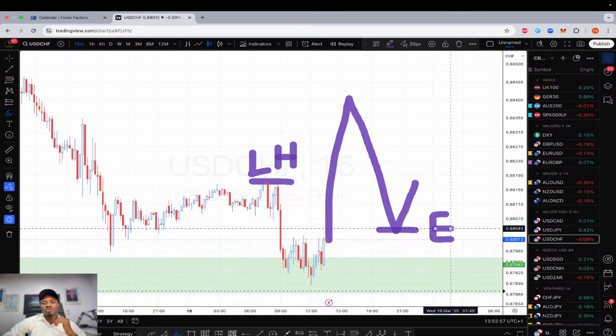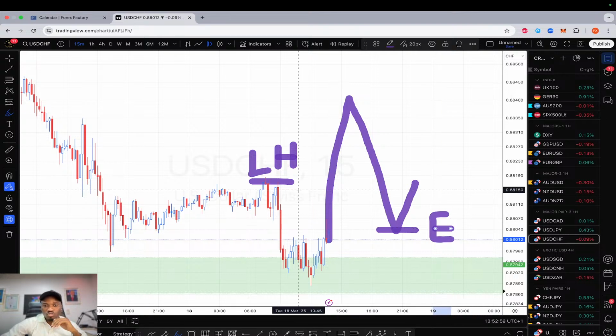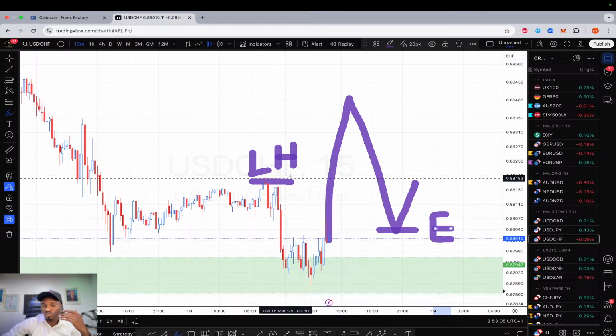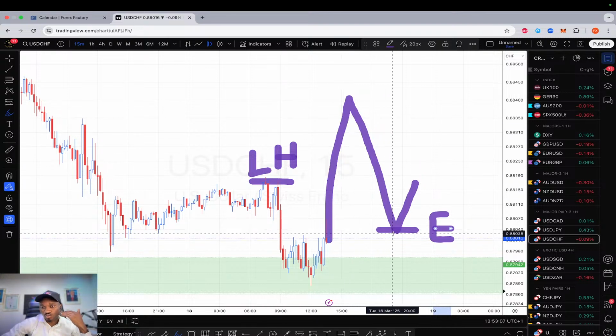So the entry here will be a nice entry zone for us, because we have to see a break of this low high swing to show us that, okay, the bullish market is gradually coming to resumption. Then wait for a pushback to reduce our risk and increase our profit ratio. So this will be the best way to trade this asset.